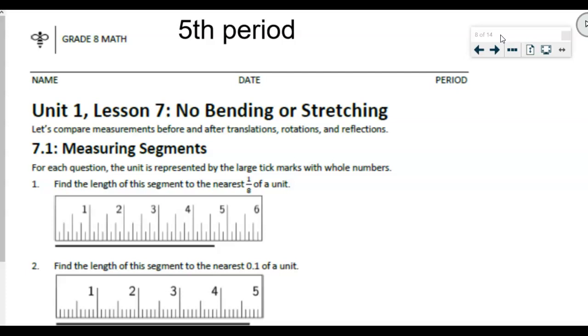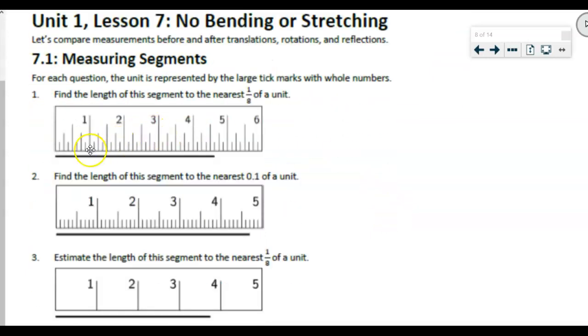Our warm-up today to get started is measuring these line segments. You can see this line segment here right below this ruler, and the directions are find the length of the segment to the nearest 1/8 of a unit. Talk me through the strategy that you used, looking for lots of hands right now.